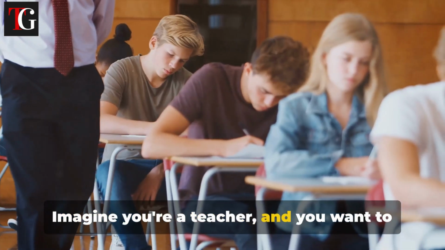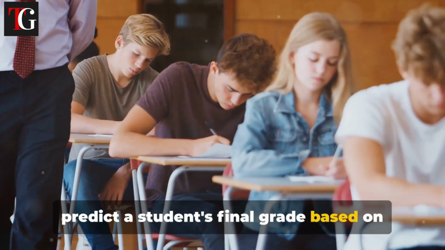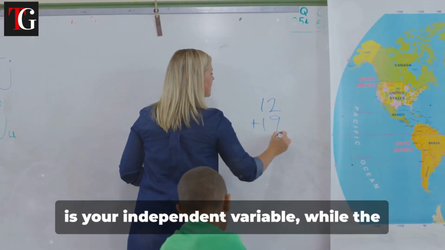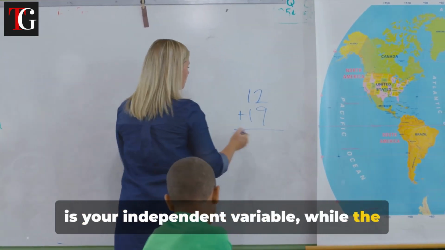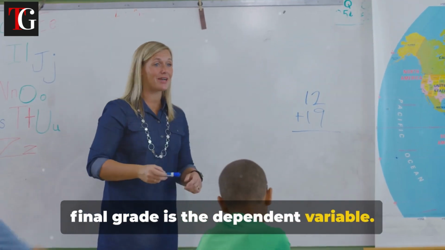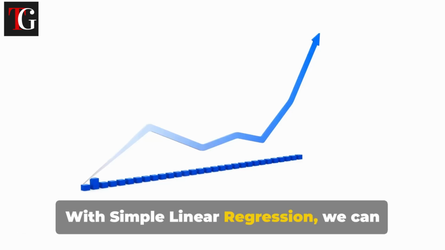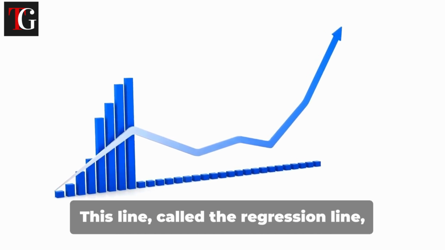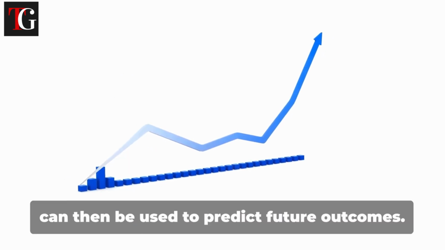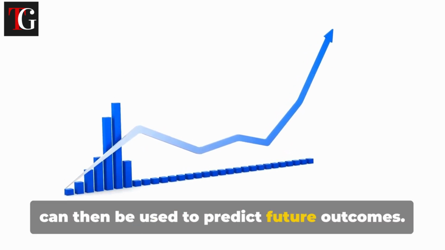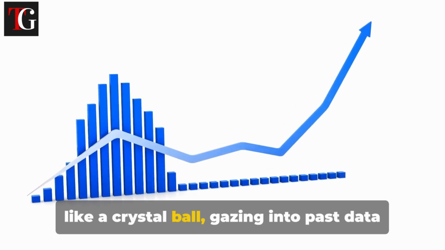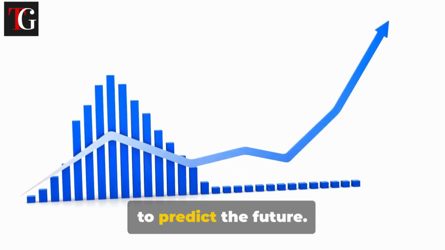Imagine you're a teacher, and you want to predict a student's final grade based on how many hours they study. In this case, the number of hours studied is your independent variable, while the final grade is the dependent variable. With simple linear regression, we can draw a line through these data points that best fits the pattern. This line, called the regression line, can then be used to predict future outcomes. In essence, simple linear regression is like a crystal ball, gazing into past data to predict the future.